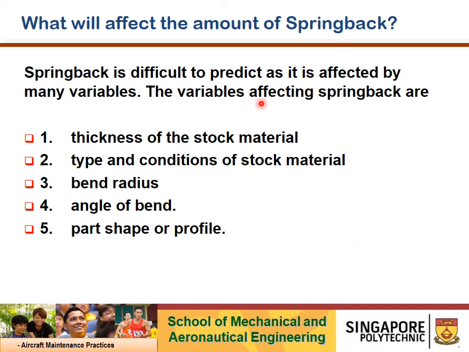So the variables affecting spring back are the thickness of the stock material, and the type and condition of the stock material. That means, is it in the annealed original condition, a tempered condition, is it a 2024 or is it a 1100 series? What is the bend radius used? The bend angle you want to achieve, followed by the shape and profile of the part you want to form. All right.